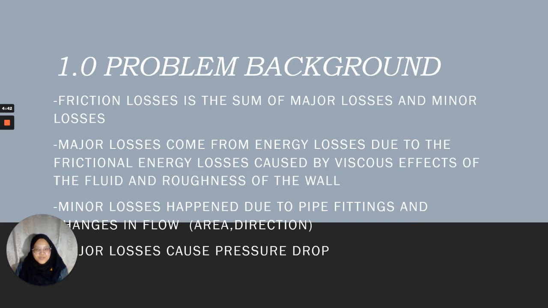Okay, the first one is the problem background. The friction losses is the sum of major losses and minor losses. Major losses come from energy losses due to the frictional energy loss caused by viscous effects of the fluid and roughness of the wall. Minor loss happens due to pipe fittings and changes in flow. As an example, when the liquid flow changes its direction and also changes in area, it will cause minor losses. The last one, major losses will cause pressure drop.